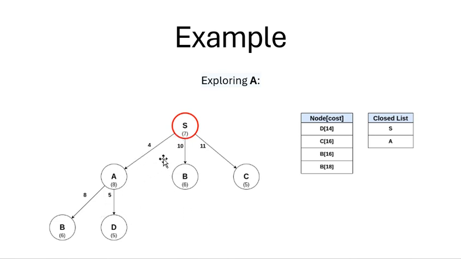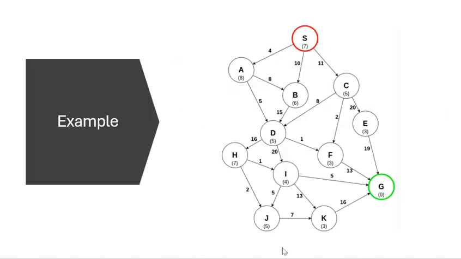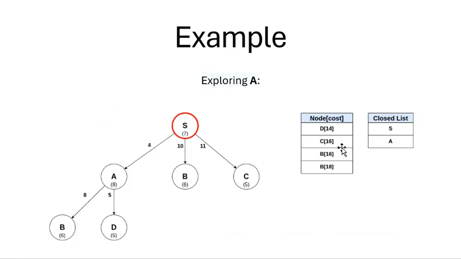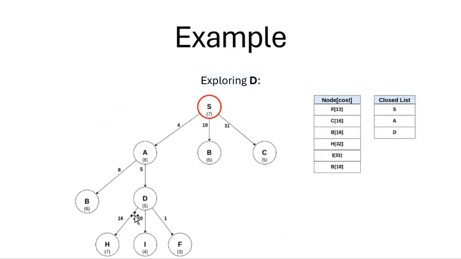We cannot ignore those costs because our starting point is S, so we have to include the starting point values. Calculating from S to B, we have 4 plus 8 plus 6. And from S to D, we have 4 plus 5 plus 5. This way we calculate the total costs. Now, according to our list, the next promising node is D, which has the lowest cost. So we will explore D next. As you can see from the graph, we can go from D to H, I, or F. So we have three paths, H, I, and F. We calculate the costs individually for H, I, and F, add them to the priority queue, and update the priority queue accordingly.